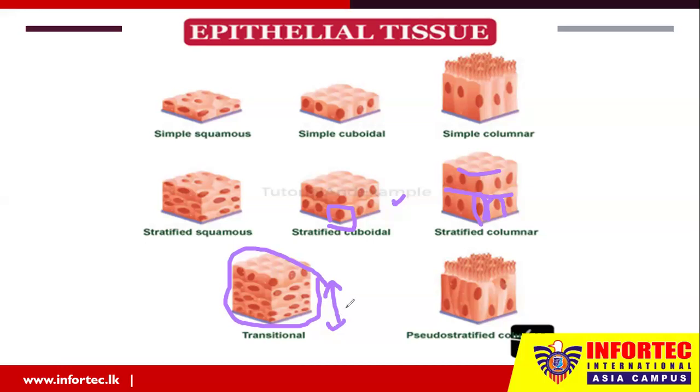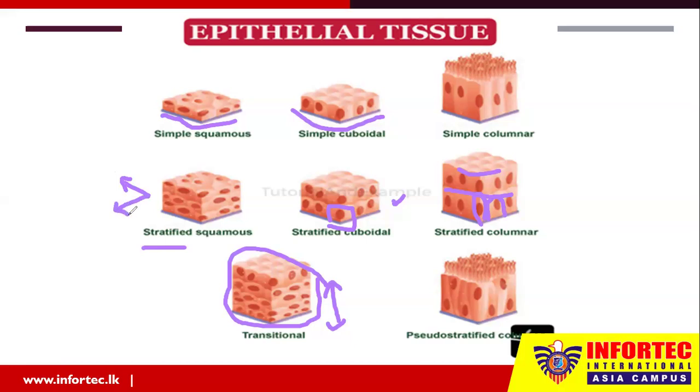So as a summary, you can see in simple squamous epithelium, there is only a single flat layer, right? In the simple cuboid, a single layer of cube-shaped cells, right? Then in the simple columnar, there is a single layer of column-like tall cells, right? Then when we consider the stratified epitheliums, stratified squamous epithelium, we can classify into two: stratified squamous keratinized and stratified squamous non-keratinized.